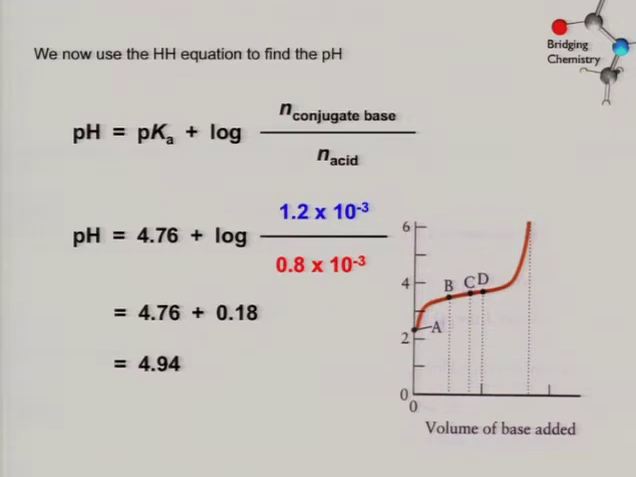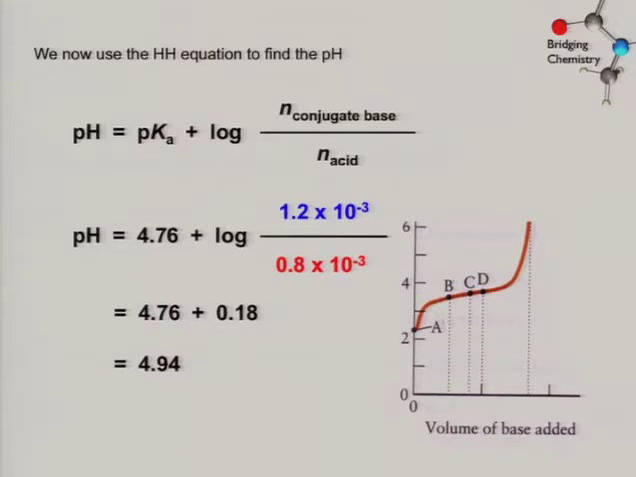So the amount of conjugate base, the amount of ethanoate that we've just worked out, is 1.2 times 10 to the negative 3. The amount of the weak acid is 0.8 times 10 to the minus 3. That's how much of that was left over after the reaction. And the log of that ratio comes out as being 0.18. And so now the pH is 4.76 plus 0.18, which is 4.94.